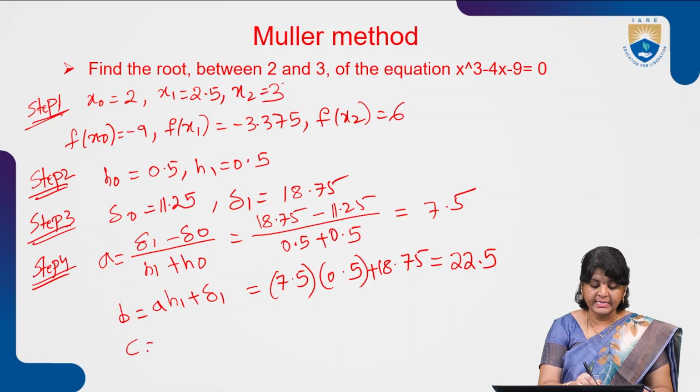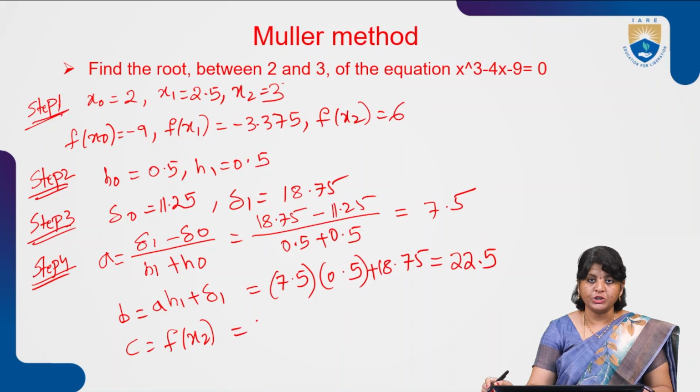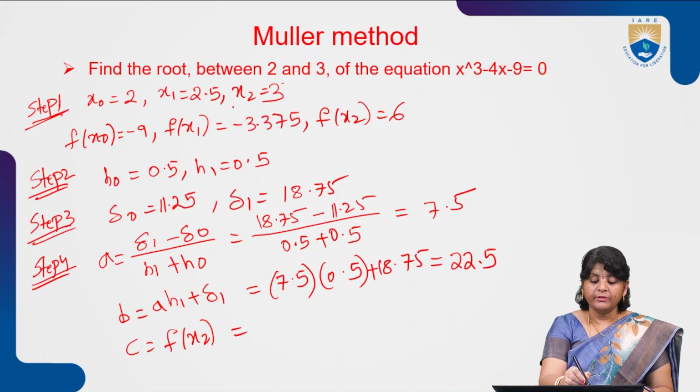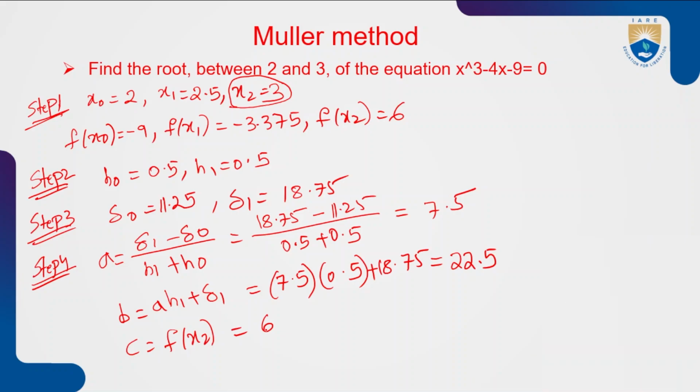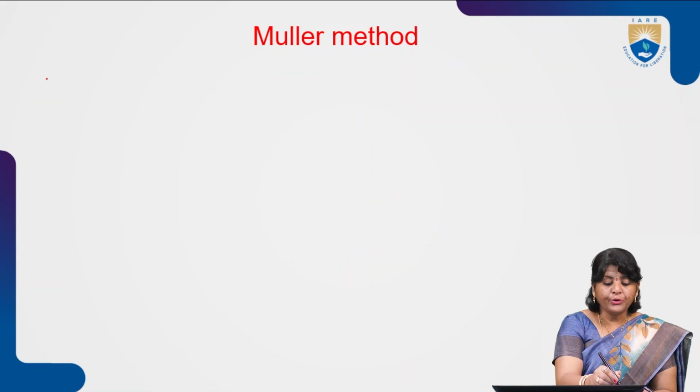And now C is f of x2. Whichever value we are considering, that is f of x2, then it is C. So f of x2 is how much? 6. So C is 6. Now A, B, C values are there. Now you need to find the root value x3.